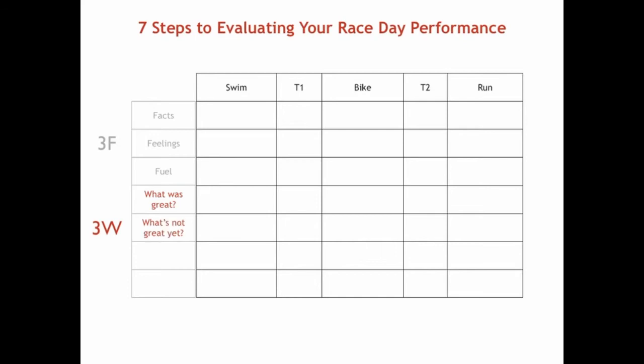The next question is simply, what's not great yet? These are the things that have room for improvement. You want to make them great. You want to be great at them, but not quite great yet. So there's still some room for improvement here. And again, think across the 5 areas.